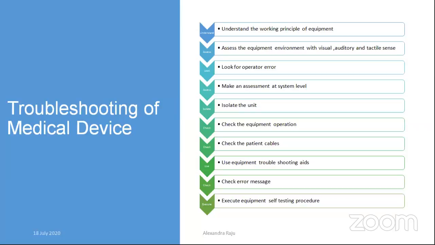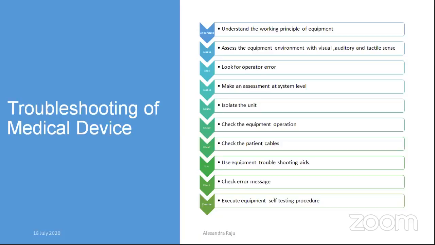Then come the troubleshooting aids. We can use several troubleshooting aids, like multimeters and other kinds of aids that are available within the biomedical department to correct that. Or we can check, because some equipment will be showing error messages. With the help of these error messages, we can correct some faults. And some equipment will show self-testing procedures or calibration. Internal calibration will be there within that equipment, so we can perform these kinds of operational checks and analyze what has gone wrong within that equipment.